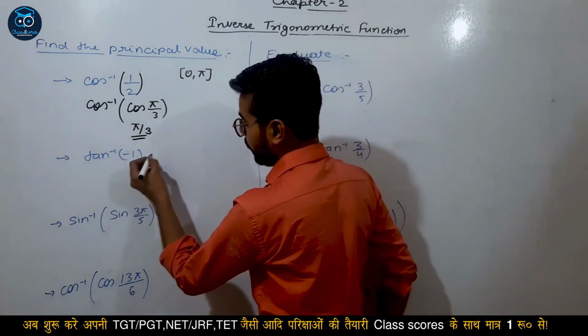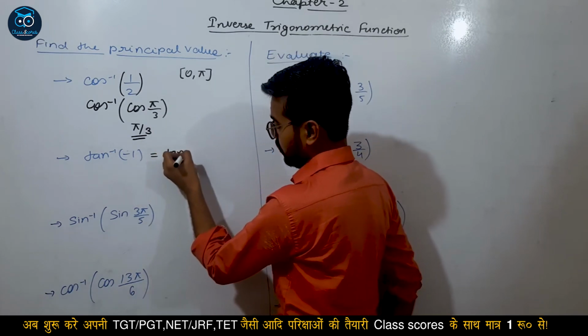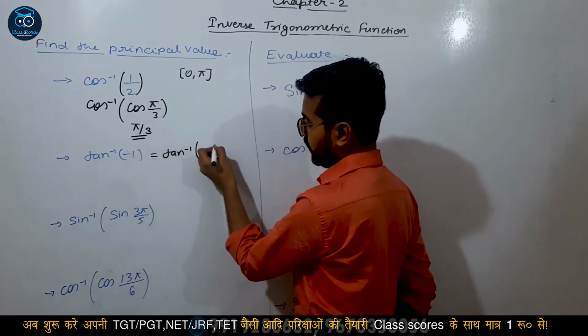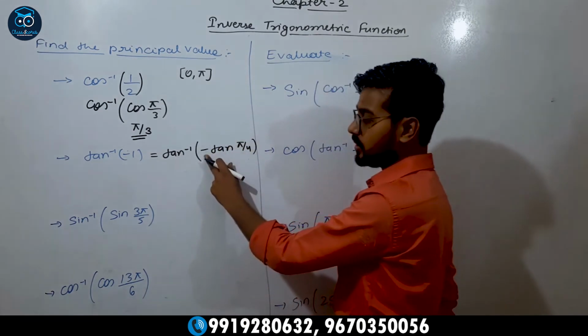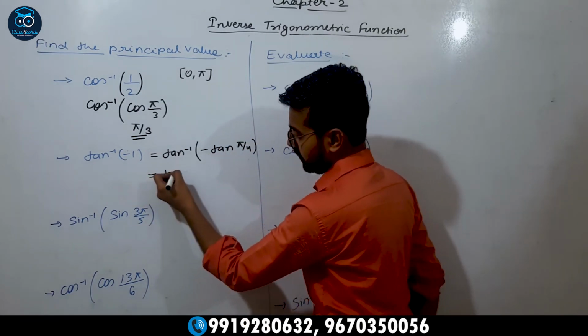Similarly, we will go with this. Minus 1 is for tan pi by 4. If we have to remove this negative sign, then what do we get?